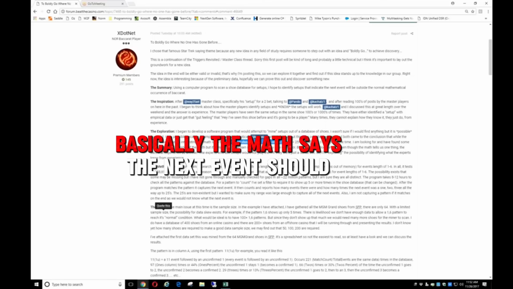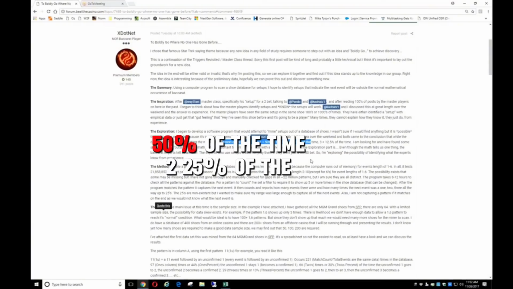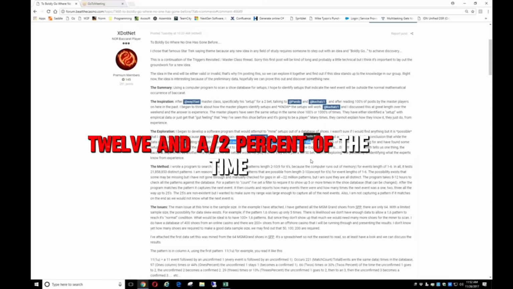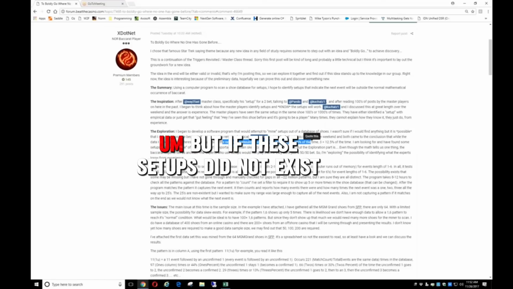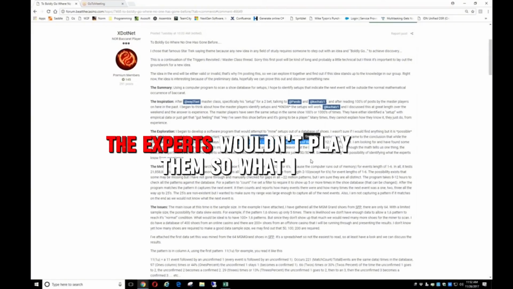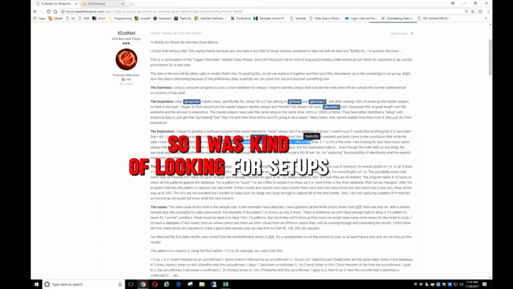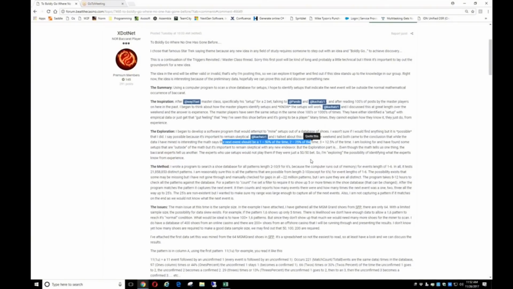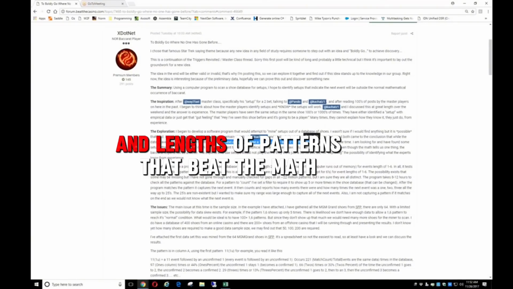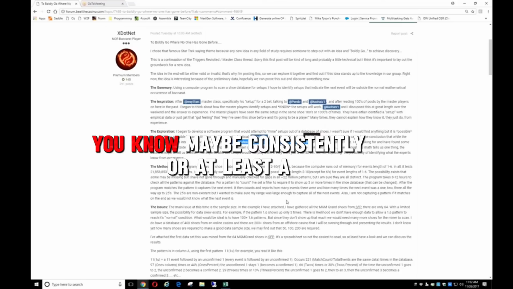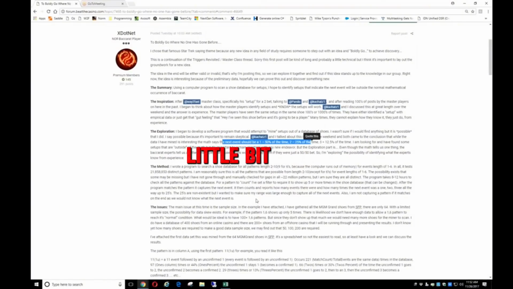Basically the math says the next event should be a 1, 50% of the time, 2, 25% of the time, and 3, 12.5% of the time. But if these setups did not exist, the experts wouldn't play them. So what I mean is, I was looking for setups and patterns and lengths of patterns that beat the math, maybe consistently, or at least a little bit.